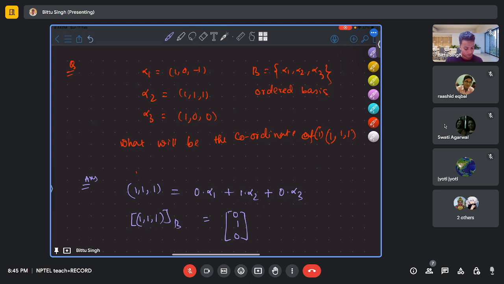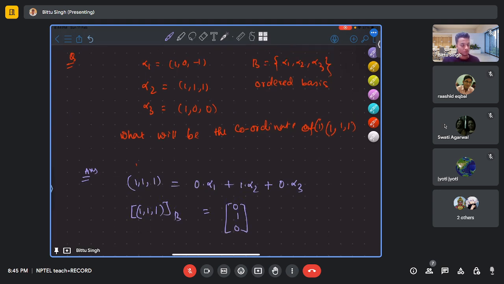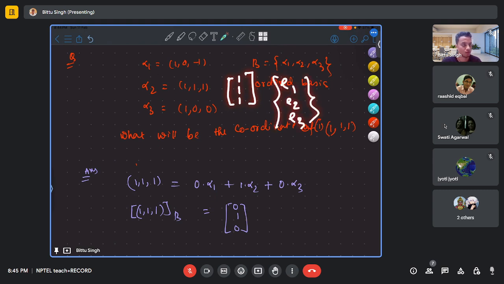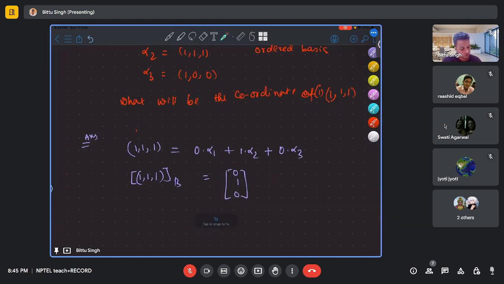Okay. And in a similar manner, here you can see the difference. With respect to the standard basis, the coordinate will be (1, 1, 1), because e1, e2, e3 are the standard basis. But with respect to this basis, the coordinate is different. Okay.